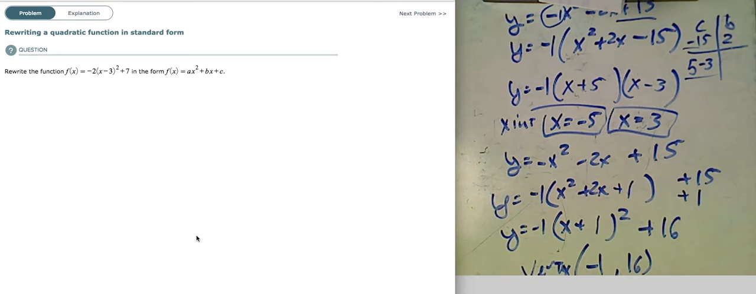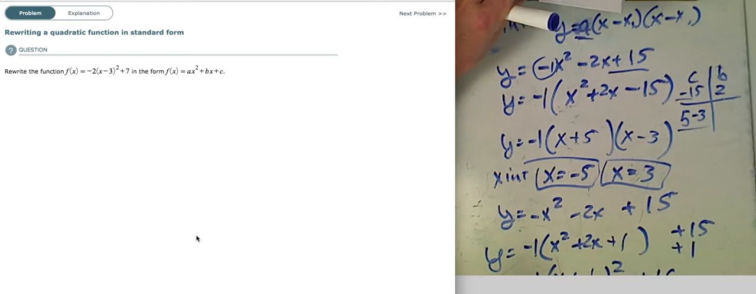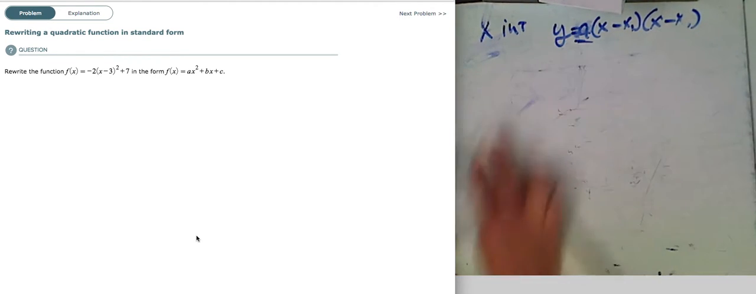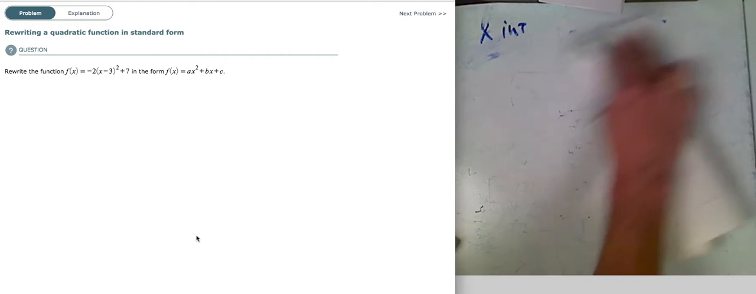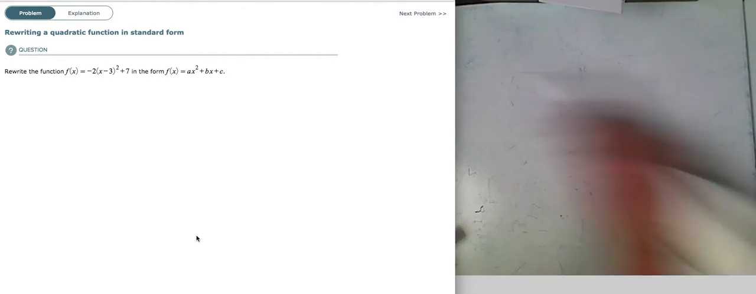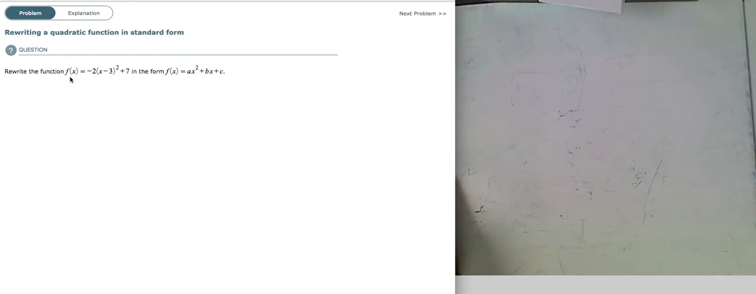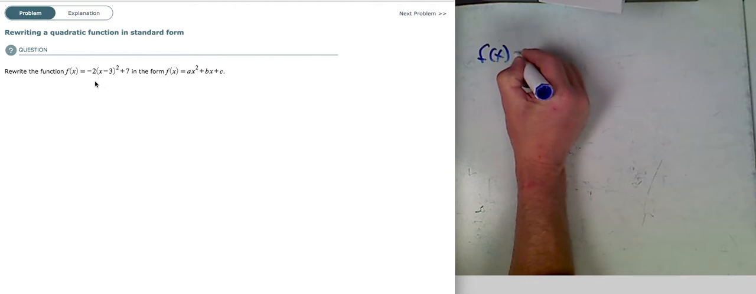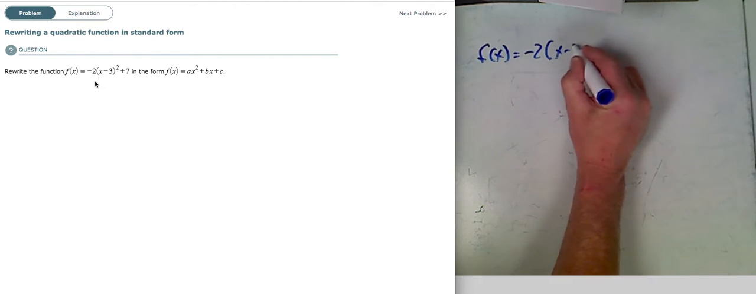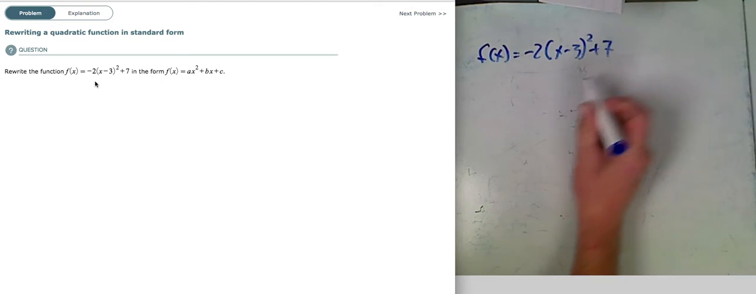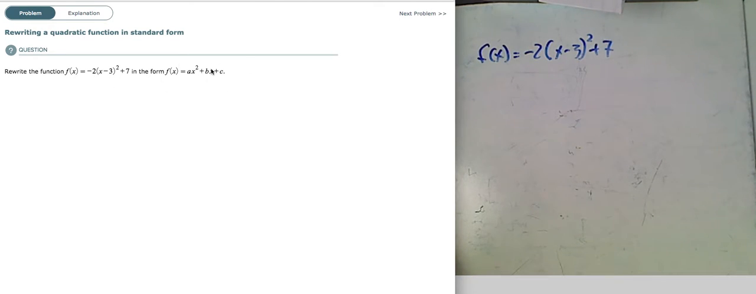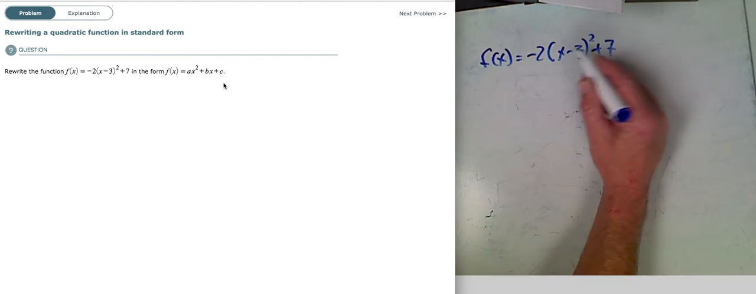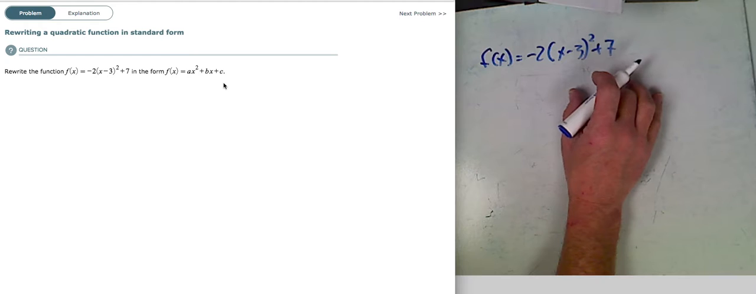Now, let's go. So this is basically undoing what we just did, okay? And we should be pretty facile, kind of moving between the three different forms, okay? So let's look at what this problem says. We're going to go from f of x equals negative 2 times (x minus 3) squared plus 7, and they want to turn it into standard form. So what we're going to need to do is kind of expand all this and combine like terms.